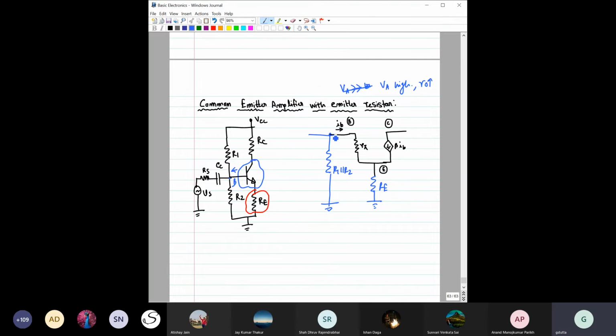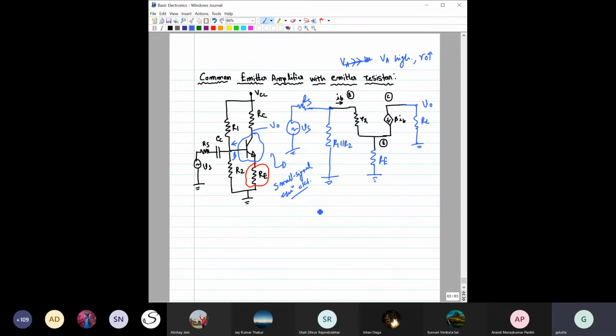So CC can be considered as a short, right? Then we have this RS. Then we have this VS, that is the supply voltage here, right? And what about the output side? Here we are taking this output. We have this RC connected, one terminal with the collector, the other terminal is grounded, so it is RC, right? And it is basically the V output, right? So this is actually the total small signal equivalent circuit.